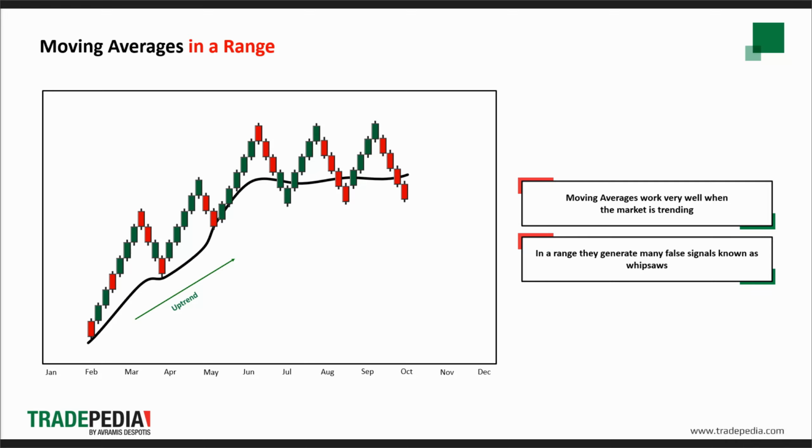But if it's not trending, if it's just ranging, you tend to get a lot of whipsaws, and that's when you want to basically put your moving average aside. So you can't just look at a moving average by itself to determine where to buy and sell. You cannot just rely on one indicator. You need to have a general view. Use many different things.